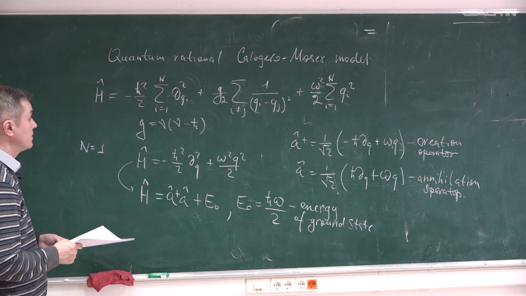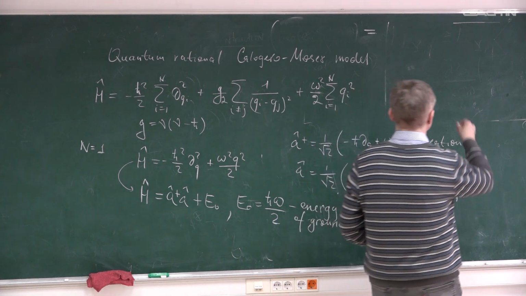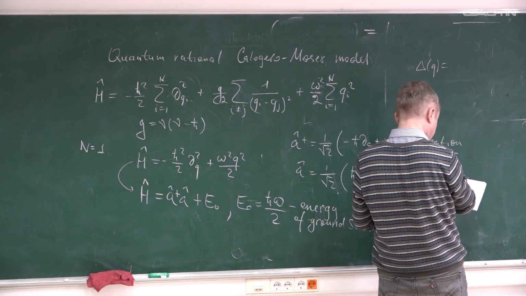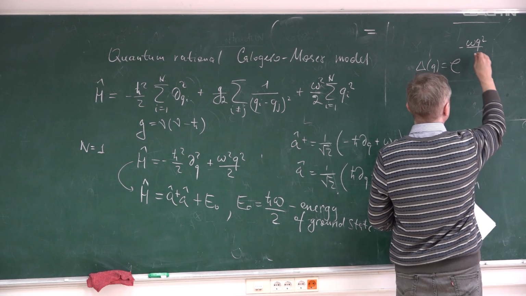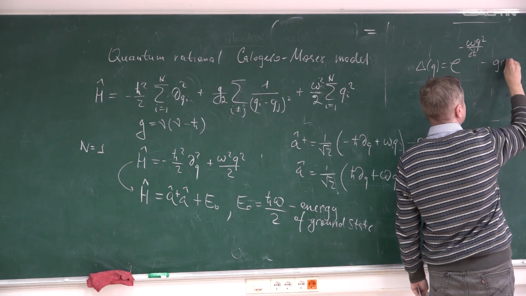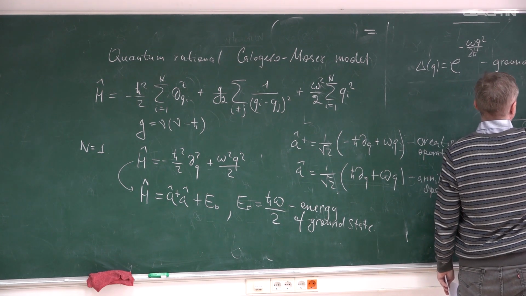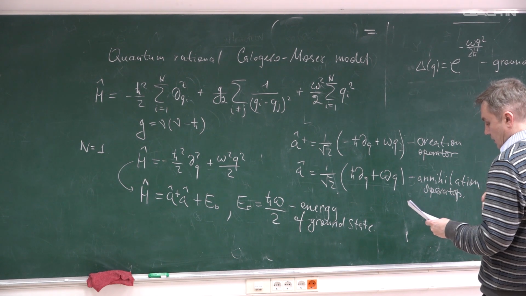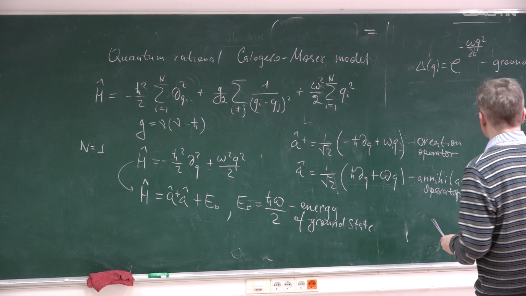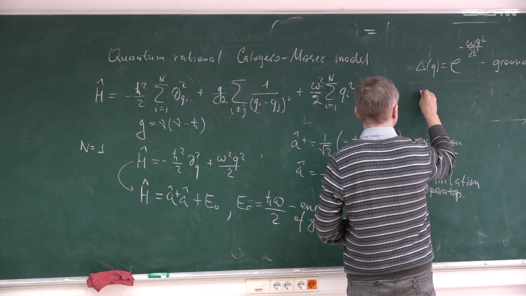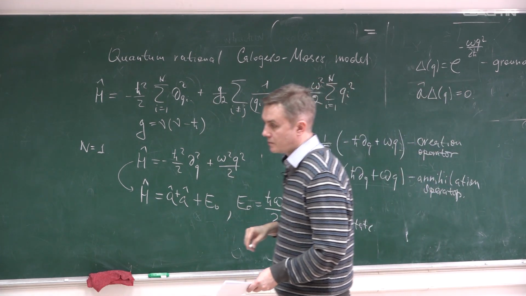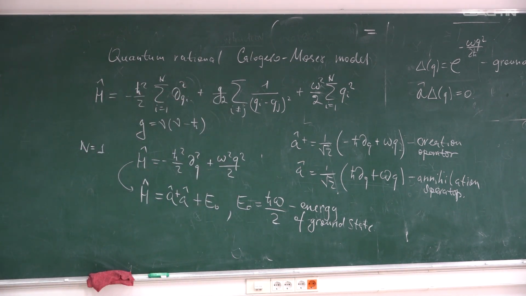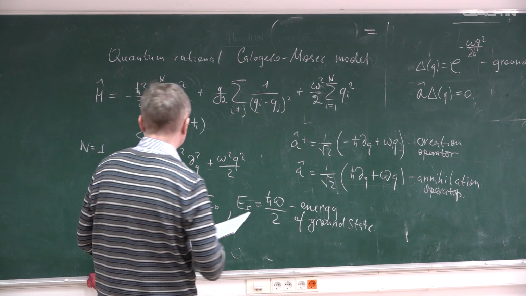And the ground state itself is given by the following function. It is just an exponent, the Gaussian exponent. This is the ground state. And it has the following properties. It vanishes under the action of annihilation operator. And if you act by creation operator, then you generate some excited states. So what is the way how to solve the model?